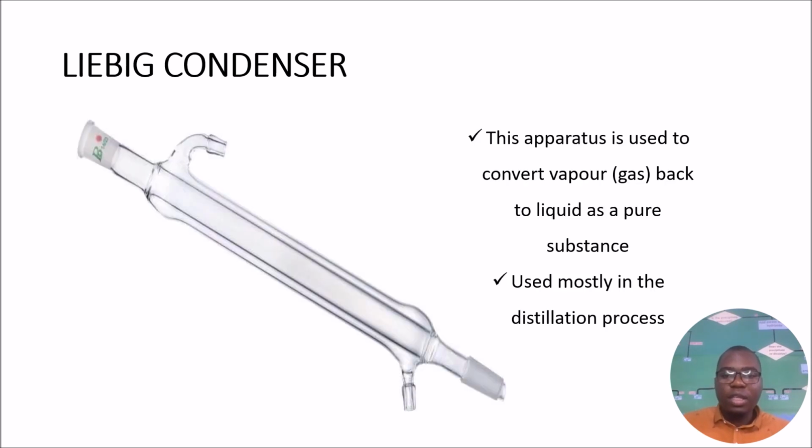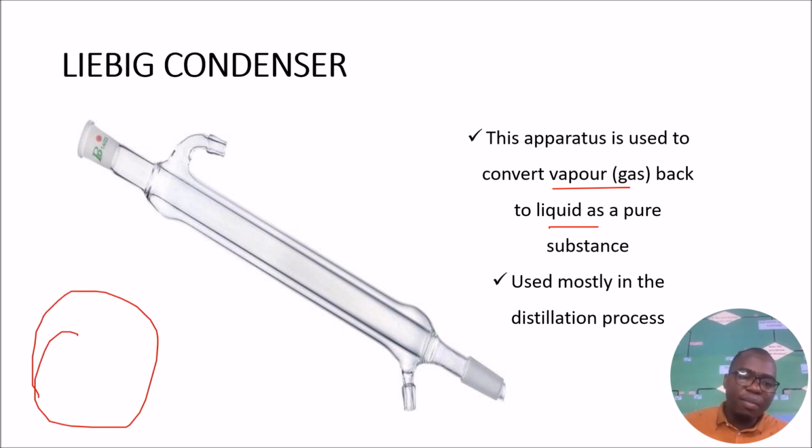This apparatus is used to convert vapor back to a liquid. A Liebig condenser is used to convert the vapor. So when you are heating something here, the vapor will rise and enter in here. As the vapor is entering in here, this will be connected to cold water. Cold water will be coming in from the bottom.